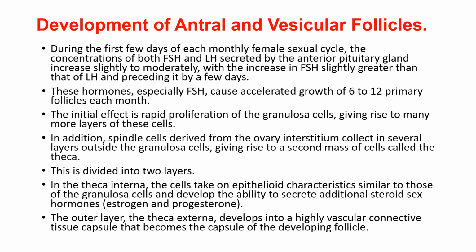Development of antral and vesicular follicles. During the first few days of each monthly female sexual cycle, the concentrations of both FSH and LH secreted by the anterior pituitary gland increase slightly to moderately, with the increase in FSH slightly greater than that of LH and preceding it by a few days. These hormones, especially FSH, cause accelerated growth of 6 to 12 primary follicles each month. The initial effect is rapid proliferation of the granulosa cells, giving rise to many more layers of these cells.